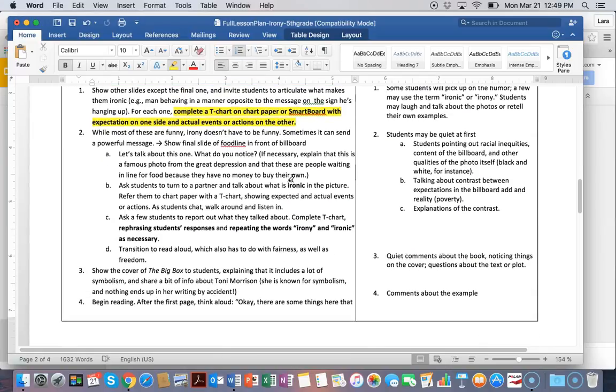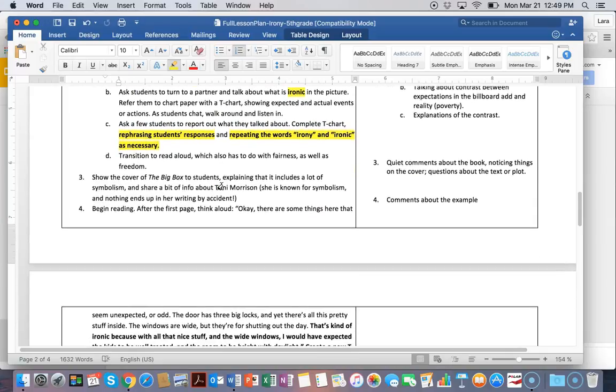With each of these slides, we asked the students to talk about what is ironic in the picture, and that is bolded because I'm repeating the vocabulary, one of the target vocabulary words. And then we also asked the students to report out what they talked about, again, completing a T-chart. So as we had that conversation, I rephrased students' responses, so you get that repetition, again, repeating the words irony and ironic as necessary.